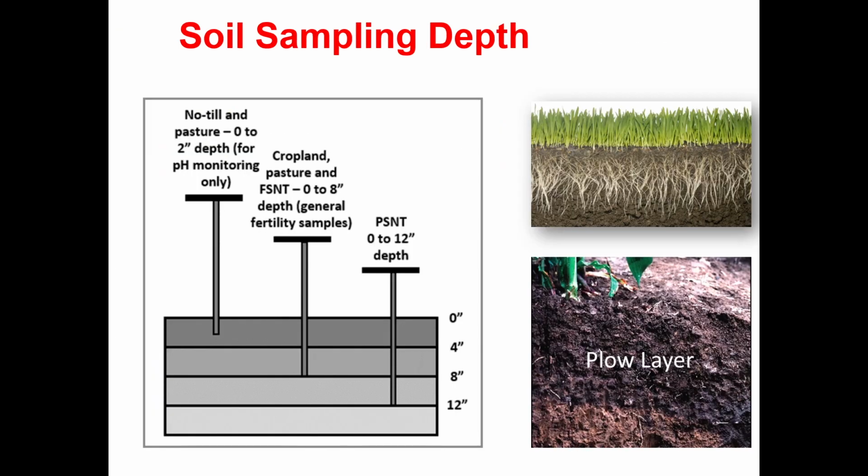The next question, which always seems tricky, is, okay, which depth should I sample, right? So you have different goals. If you're doing pH, since most of our cropland is under no-till or pasture systems, you want to take the 2-inch sample, and this is because that's where most of the action is happening. We are not incorporating residues. Manure goes there. When they start decomposing, more acidity is generated on the surface. So you want to make sure that you get that sample in no-till and pasture systems. For our general soil sample, this is general fertility, that's 8 inches.